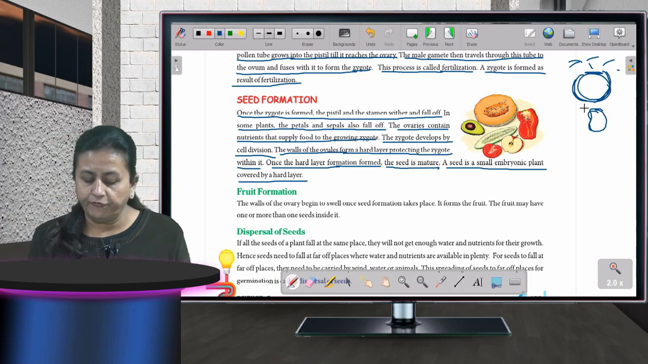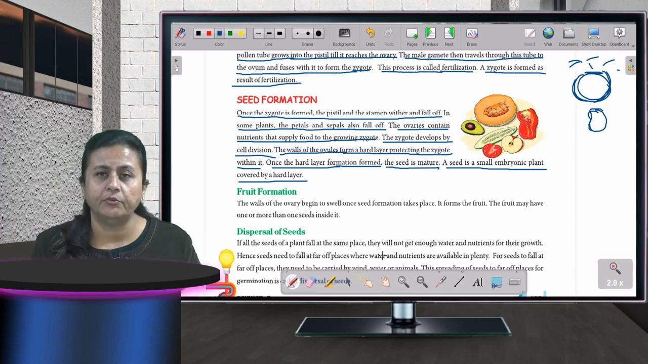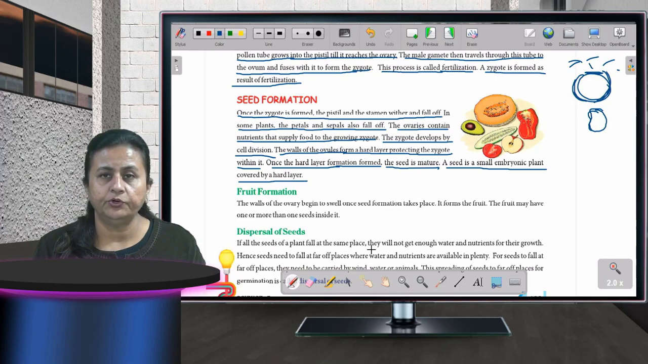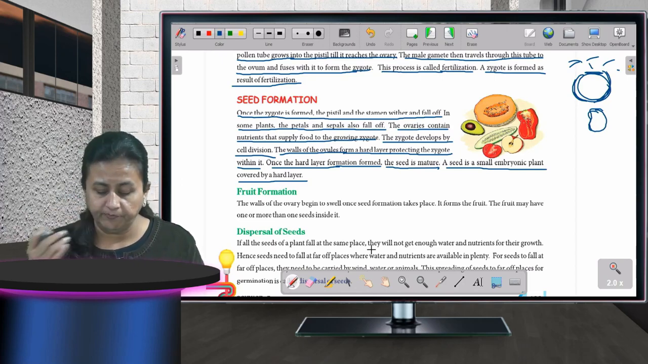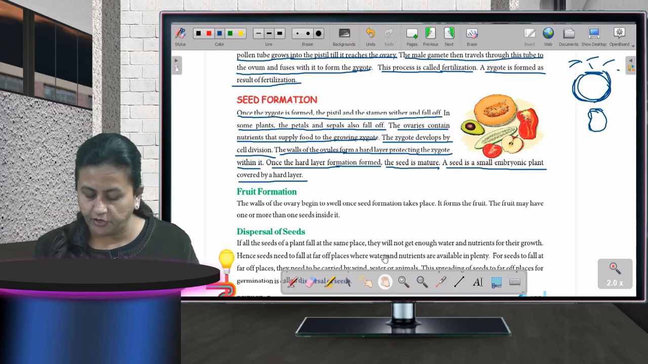Now fruit formation. How is the fruit formation taking place? I told you about seed formation. Now it is about fruit formation. How the fruit is formed. Now you can see on your screens also.